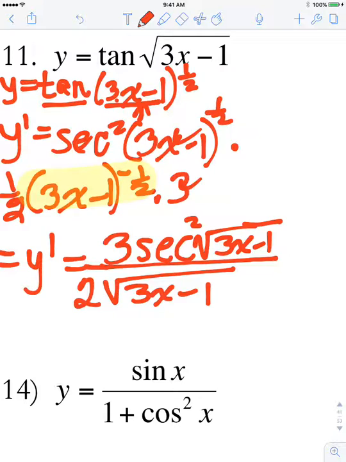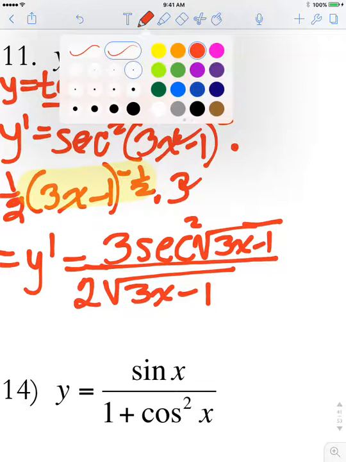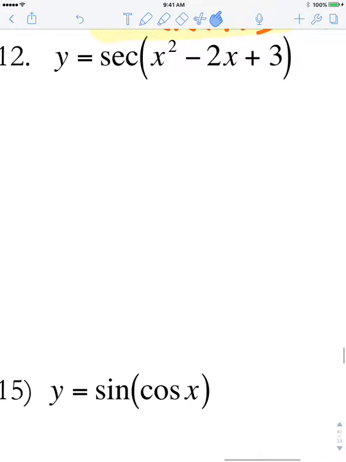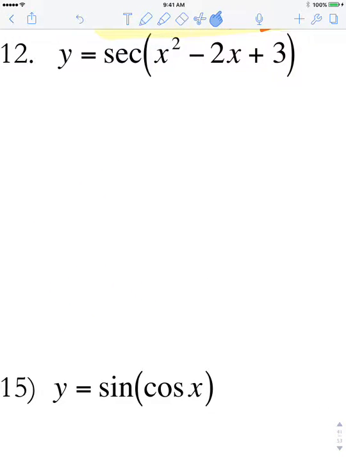Okay, let's take a look at number 12. Let me switch colors. So this one you might be inclined to distribute here. You can't, because it's the secant of all of this together. Again, you're going to treat this as if this is the secant of x. This is just one big quantity, so don't be intimidated. This quantity happens to be a trinomial. The only difference is we're going to apply the chain rule because the derivative of x is 1, but the derivative of what's inside these parentheses is different.